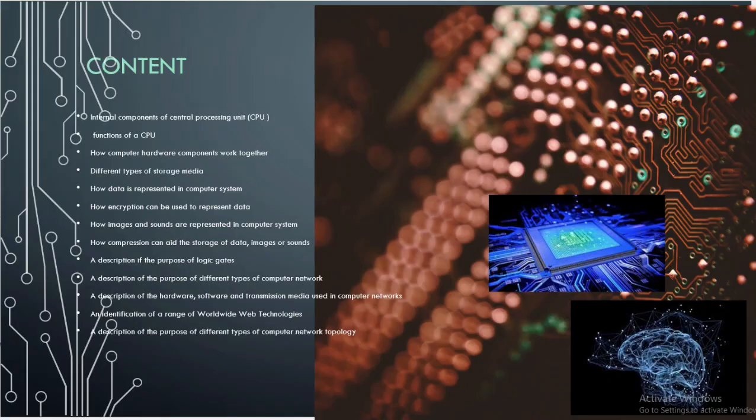So the internal components of the central processing unit, functions of the CPU, how computer hardware components work together, different types of storage media, how data is represented in a computer system, how encryption can be used on represented data, how images and sounds are represented in a computer system, how compression can reduce the storage of data, images or sound, a description of the purpose of logic gates, a description of the purpose of different types of computer networks, a description of hardware, software, and transmission media used in computer networks, identification of a range of World Wide Web technologies, a description of the purpose of different types of computer network topologies.